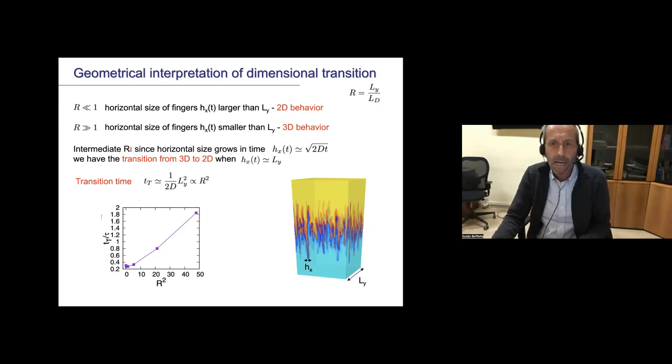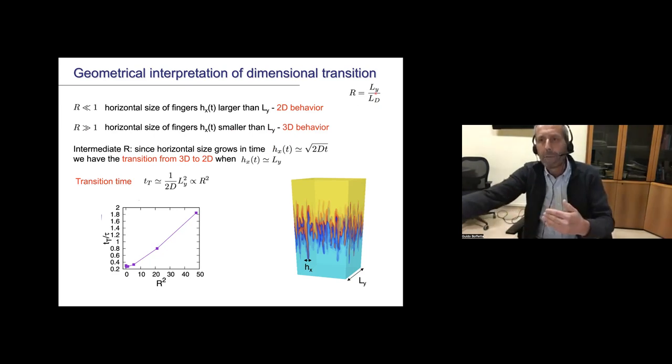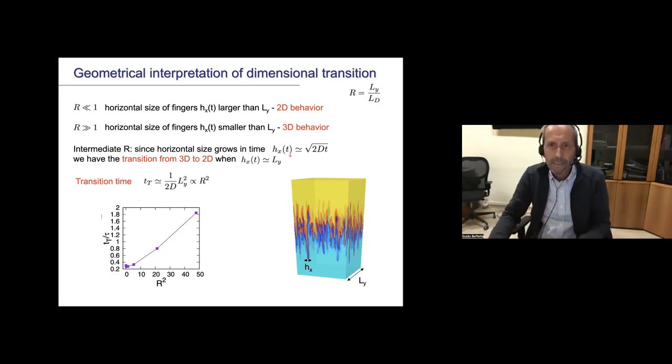For intermediate R, at the beginning, we have that R is larger than 1, of order 5, 6. At the beginning, the plumes are generated on a scale which is smaller than the confinement scale, so they can accommodate on different layers, like in 3 dimensions. But then, since they grow in time, at a certain point they saturate the transverse direction, and so they behave like in a 2-dimensional setup. So if this argument is true, we have a very simple prediction: by comparing these two, the transition time is proportional to the confinement scale to the power 2, or the confinement number R squared.